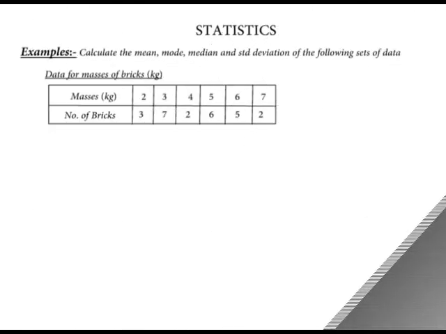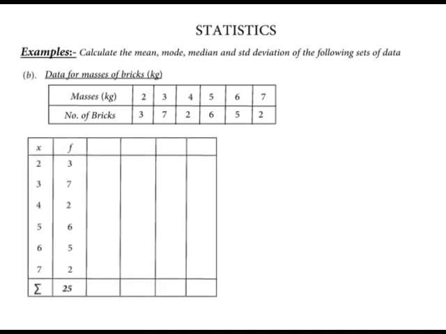Next we go to B. It's a frequency distribution. First we rewrite it in columns. Mass is x and the number of bricks is the frequency. We write the formula first. Mean x bar is equal to summation of fx over the summation of f. Standard deviation is equal to the square root of summation of fx squared over summation of f minus mean squared.